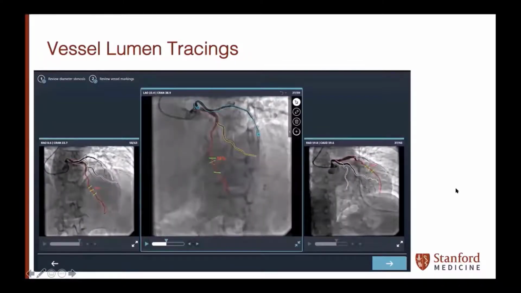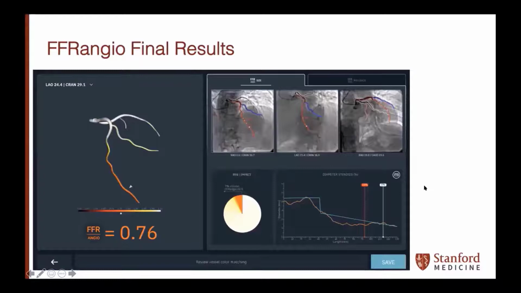The vessel lumens are then traced, the LAD, the side branches, and the circumflex to try and build that 3-dimensional resistance flow circuit. The software identifies the degree of luminal narrowing based on the stenosis that you've identified. And then once you accept that, it yields this FFR angiography result. And so in this case, the FFR angio was 0.76, below the 0.8 cutoff, which was significant. And so we went ahead and placed a stent.